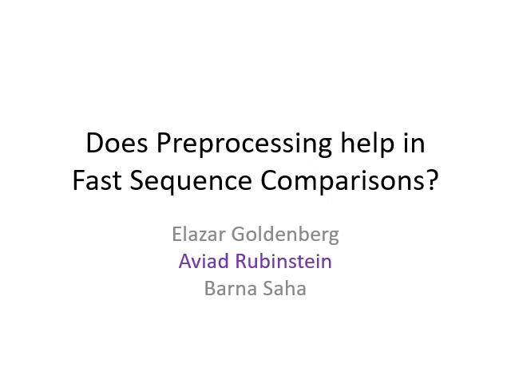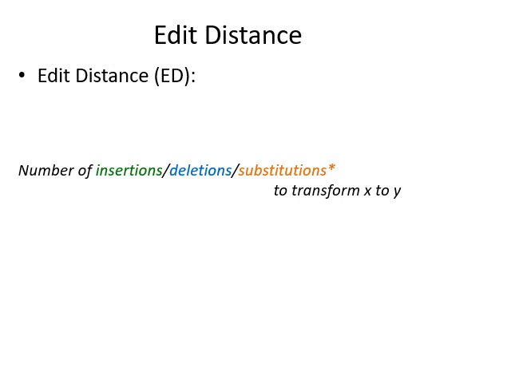I'm very excited to share with you this awesome story based on joint work with Elazar Goldenberg and Barna Saha. Our story is mostly about edit distance. Edit distance is defined as the optimal number of insertions, deletions, and substitutions to transform a string x to a string y. Given the x and y in the example, the optimal transformation deletes the t from x and deletes the t from y.